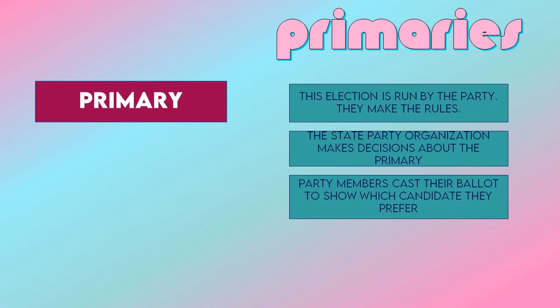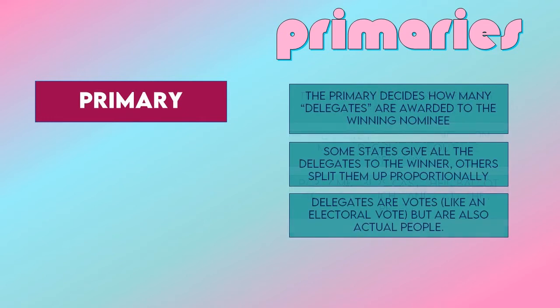In the primary, the party members are showing on their ballot which candidate they prefer. So they know that they are making a choice for which candidate should move forward to the general election. The candidates are competing in the primary to win delegates. Each state is awarded a certain number of delegates, and they're going to go to the national convention. So the primary will decide how many delegates go to either just the winner or get split up among the different nominees. Some states give all their delegates to the winner. Other states give them based on the proportion of votes that they got.